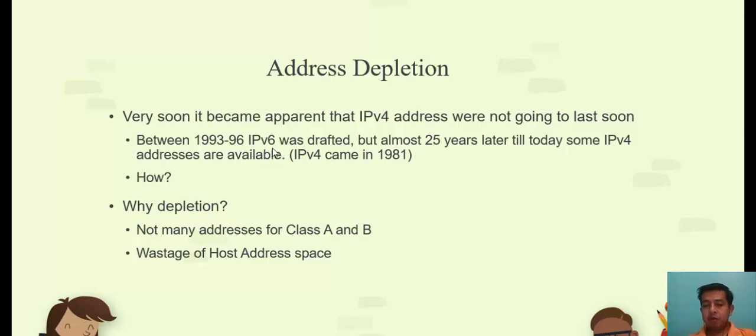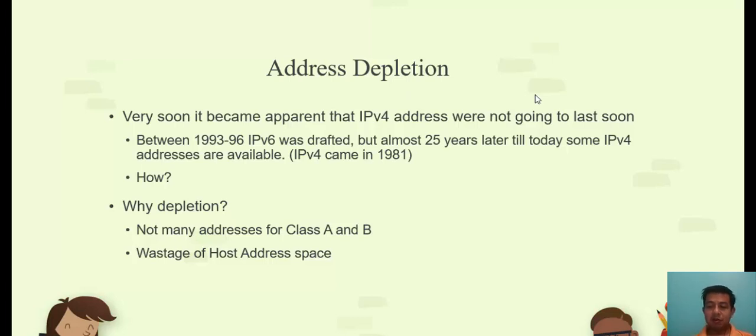Now remember, IPv6 was first drafted in the year 1993. It's a long time back, almost 25 years ago. That means people came to know at least 25 years back that IPv4 addresses were going to end, and so they came up with the new addressing scheme IPv6. But it's almost 25 years of developing IPv6, and some of the IPv4 addresses are still available.